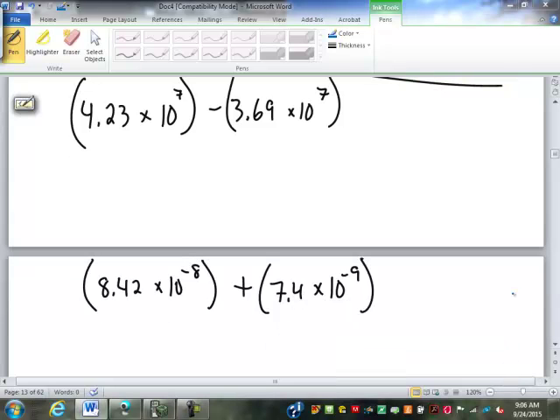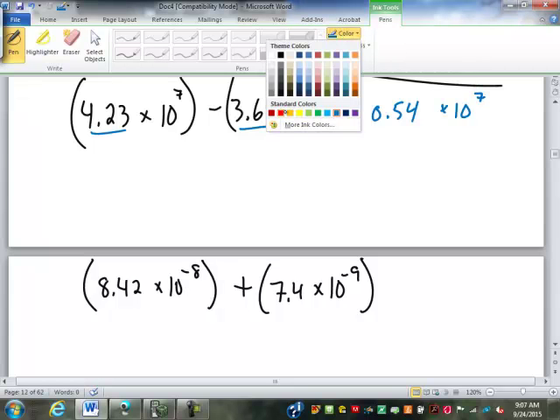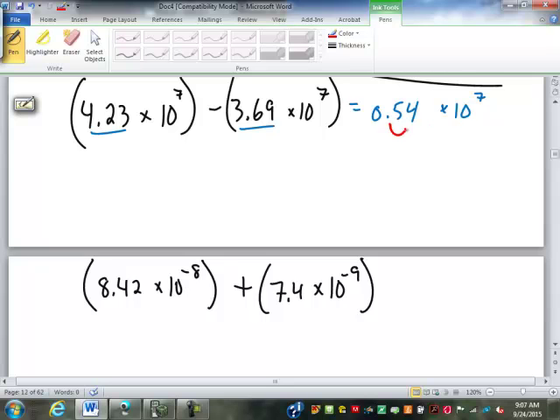First one, we're subtracting. 4.23 minus 3.69 is 0.54 times 10 to the 7th. Of course, that's not proper. What do we need to do? Make it into an improper fraction. No, we need to move the decimal point over. Make that 5.4 times 10 to the, does the power get bigger or smaller? Smaller. The number got bigger, went from 0.5 up to 5. The power gets smaller, down to 6.